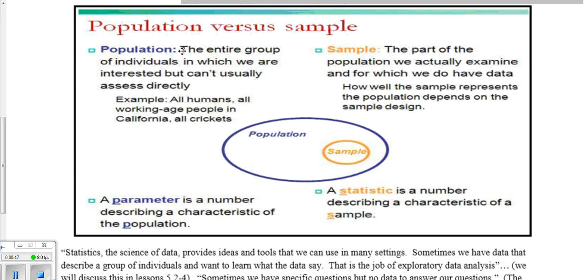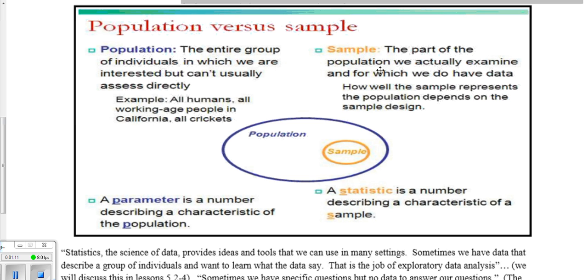The population is the entire group we are interested in looking at, but we can't actually ask every single person. So an example would be all human beings. You can't ask a question to every single human being. Or maybe all working age people in California. You can't ask everybody the same question. Or all crickets. Again, we can't test every single one of them.